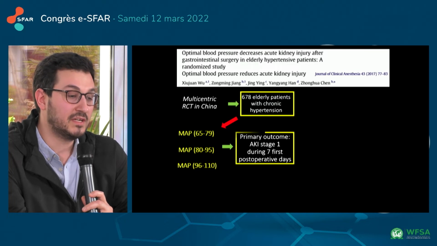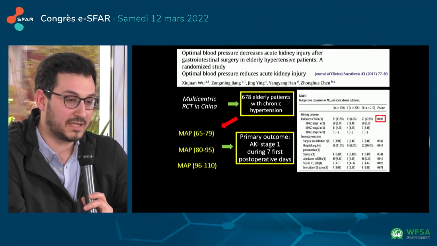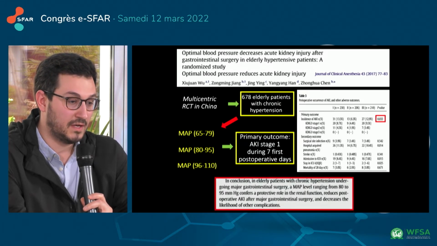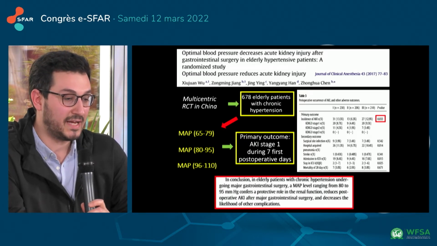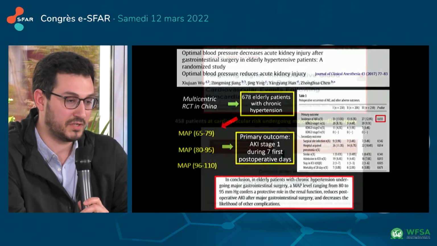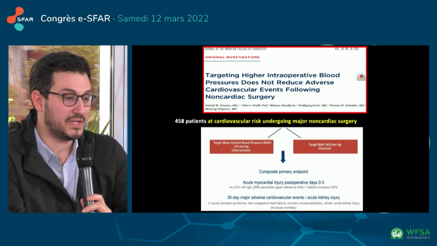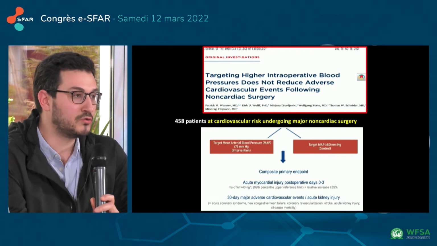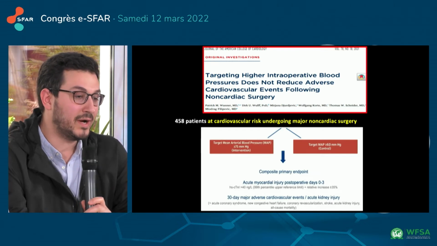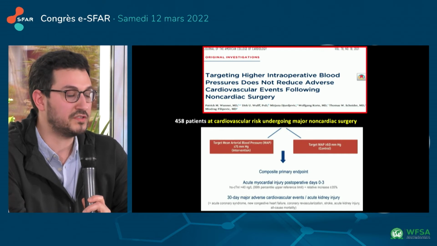And patients randomized in the group with a MAP between 80 and 95 had a lower incidence of postoperative acute kidney injury. So in elderly patients with chronic hypertension, a MAP between 80 to 95 seems to be beneficial for the kidney. This recent paper, including more than 400 patients at cardiovascular risk undergoing major non-cardiac surgery, were randomized to 2 MAP ranges. One is to maintain a mean arterial pressure above 75 versus above 60.